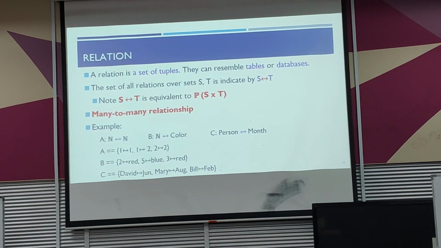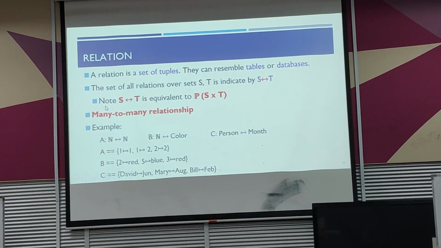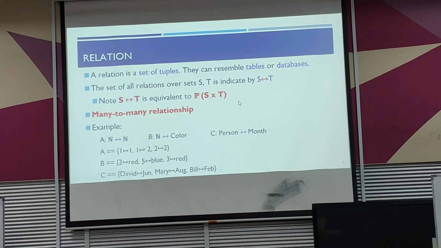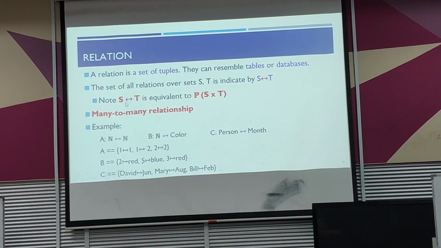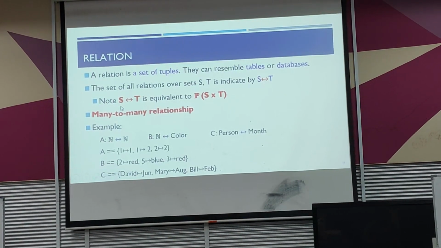So how do we read this? S will have many T, and for one T, you can also have many S. So it is a many to many relationship. You don't need to use Cartesian product anymore. You can represent a many to many relationship using the relation symbol, the double-sided arrow. This is the arrow that you are going to use for many to many relationships.